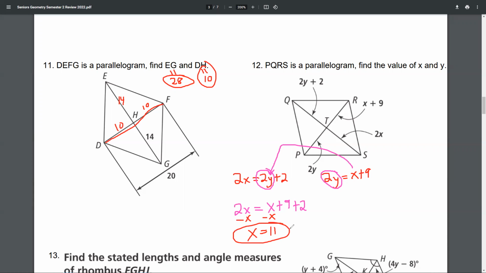If I want to find y, I can take the 11 and plug it in for x in the other equation. So I have 2y equals 11 plus 9. That means 2y equals 20. Divide by 2, and we get y equals 10.